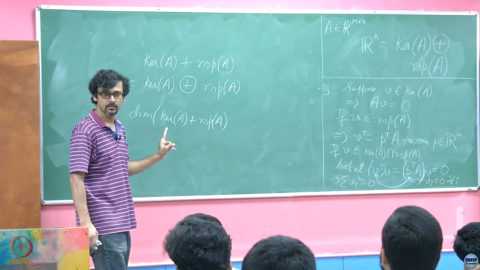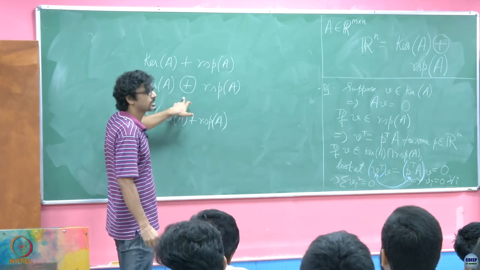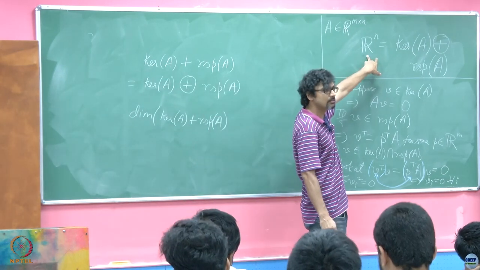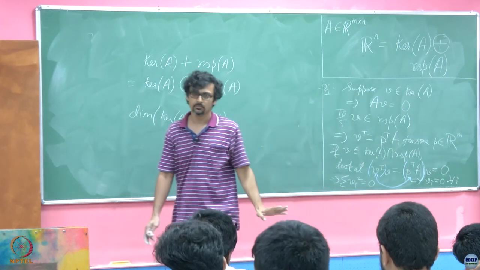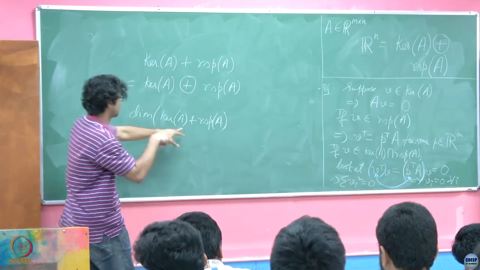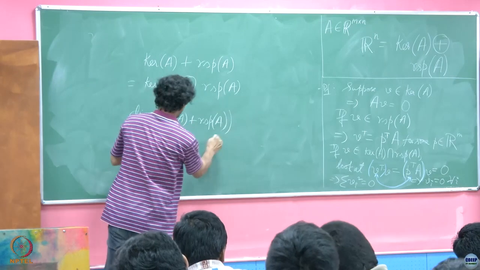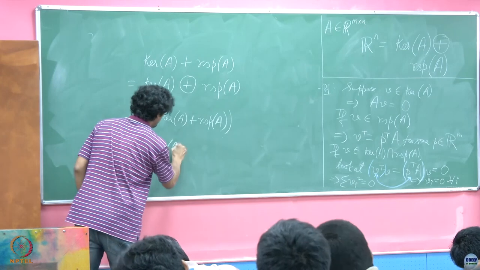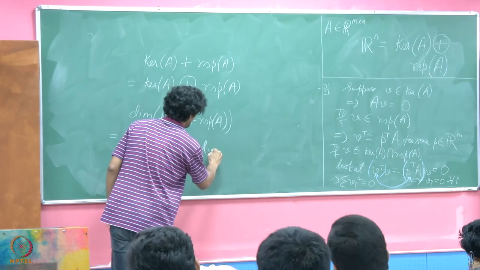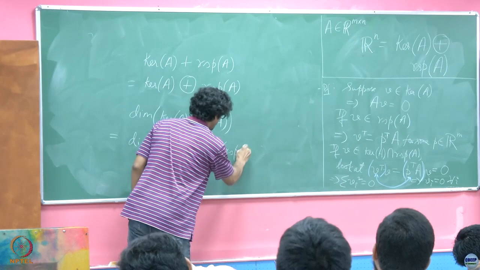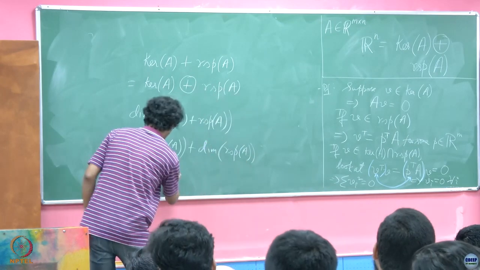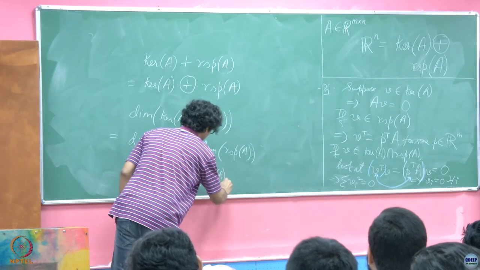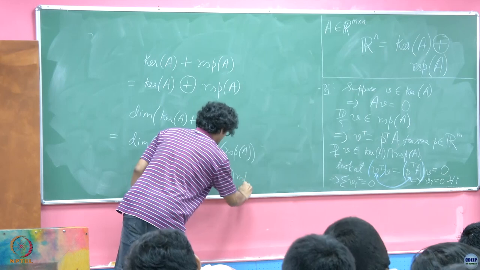You follow, right? We have just shown that this is a direct sum, but the fact that this direct sum must also equal Rn is not obvious yet. So the proof still remains to be done. So what is this? The dimension of this sum is what? Dimension of kernel A plus dimension of row span A minus dimension of kernel A intersection row span A.